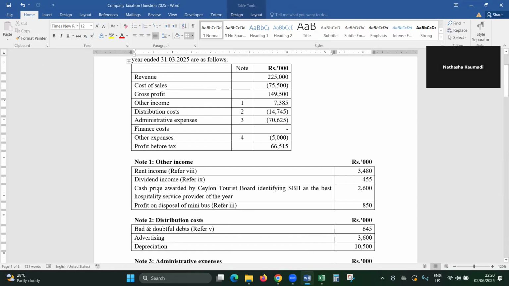Starting from the notes. There's no one particular point to start this question. You can start from wherever you want, but I'll be taking the notes. Note by note, I'll be doing the adjustments. Note number one, other income. Coming under that, the first one is the rent income. So you have 3,480 rent income.